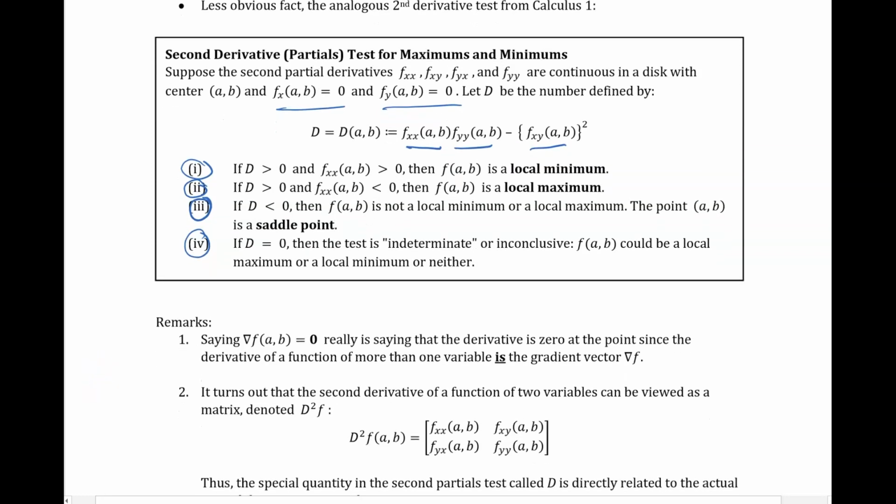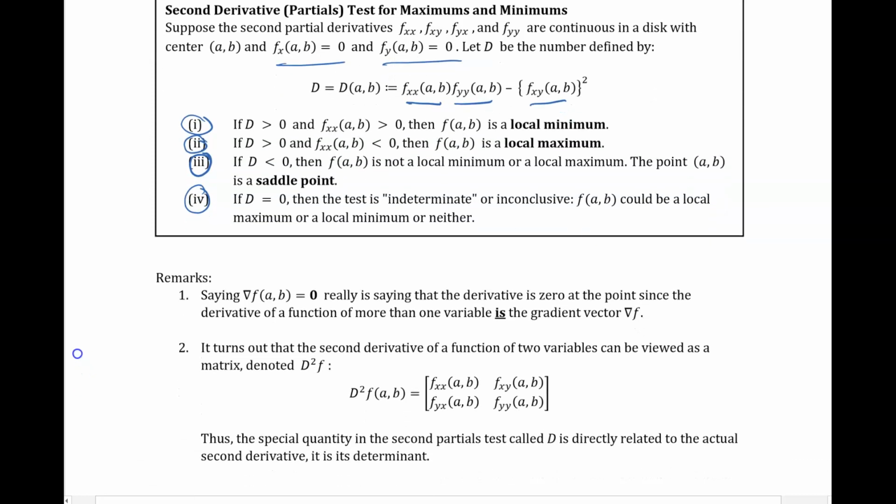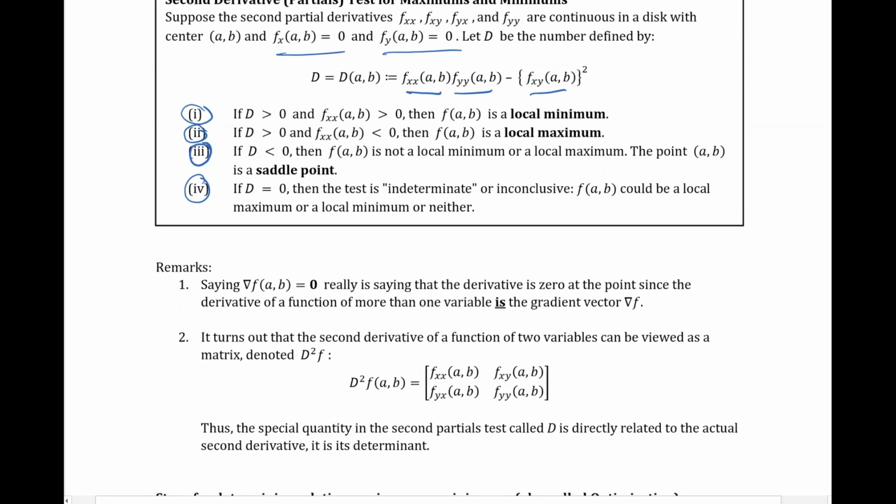All right, a couple of comments here, saying that the gradient being 0 really is saying that the derivative is 0. We've mentioned that before. It turns out that for functions of two variables, the second derivative is a 2 by 2 matrix. This is a little bit beyond the scope of the course, but something worth mentioning. You might see this in differential equations, or if you've had that course already, you might have already talked about 2 by 2 matrices and determinants, and we've actually done that a little bit in Calculus 3 in dealing with vectors and the cross product in some area formulas.